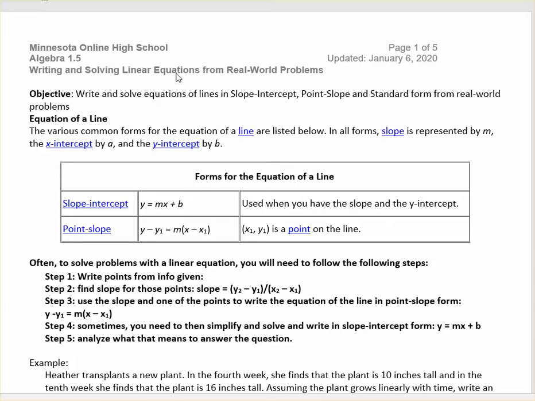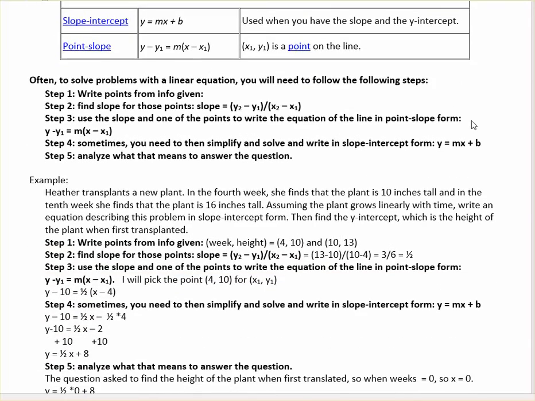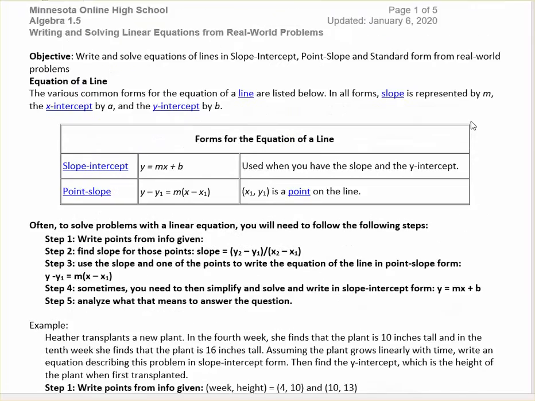In this video we're going to look at how to do some of the problems from the writing and solving linear equations from real-world problems. You should have already done the assignments on slope-intercept and point-slope form before you do this, and on standard form, so the other assignments from this week.